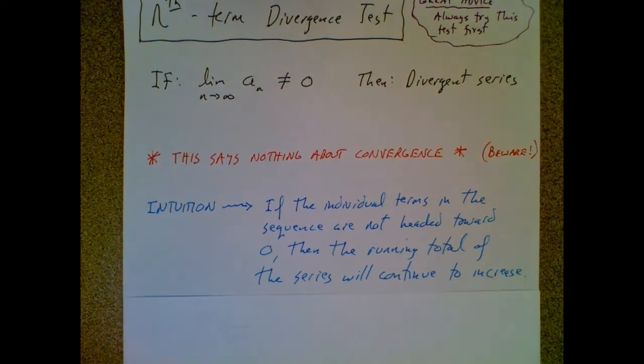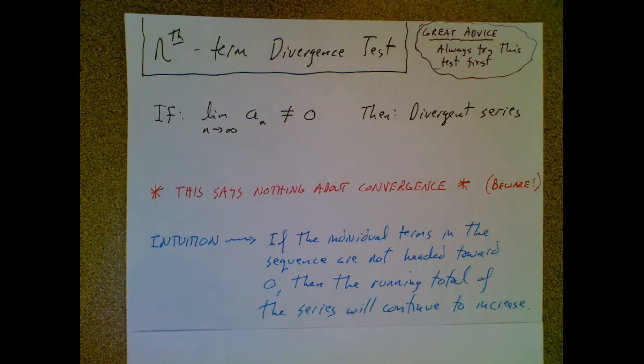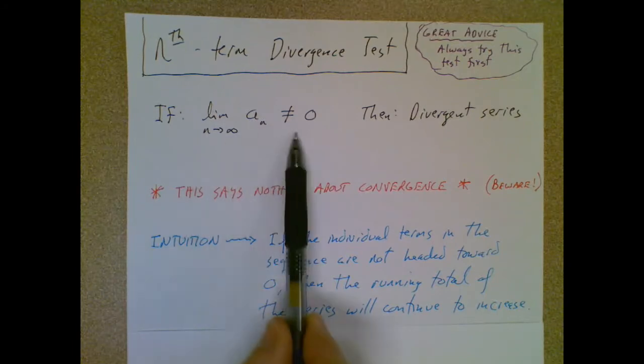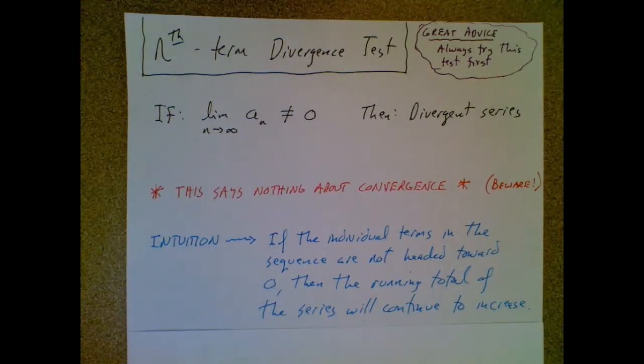And I've tried to sum up that intuition here in blue using unofficial math language. You should pause the video a moment and read that and digest it. So another way I could state that is, this is telling me that the terms in the sequence are not getting small enough. All right, well, let's move on and look at it in an example or two.